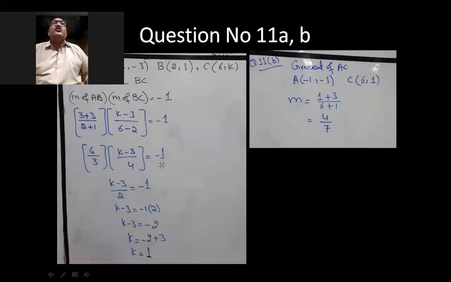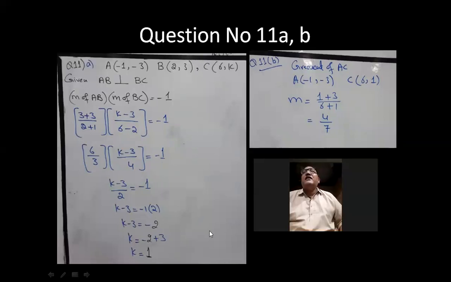The next question coming up on your screen is question number 11, and I'm reading that question from the book. The question says the coordinates of the 3 points are: point A is -1, -3, the point B is 2, 3, and the C point is 6, K. If AB is perpendicular to BC, find the value of K.